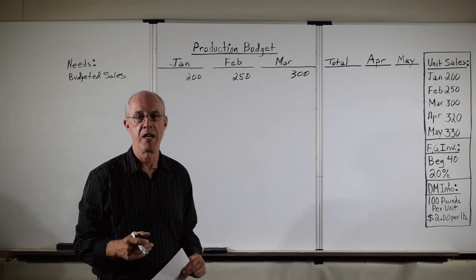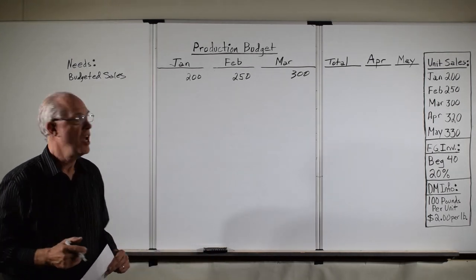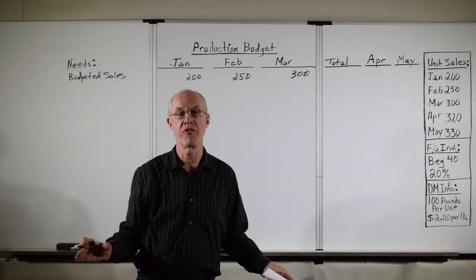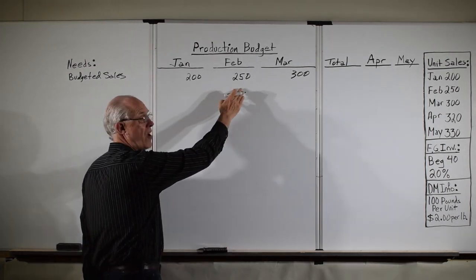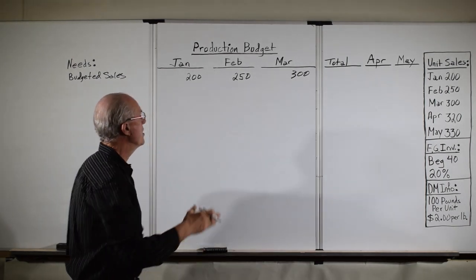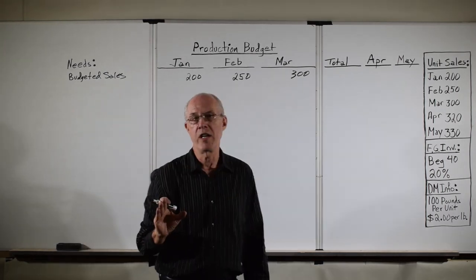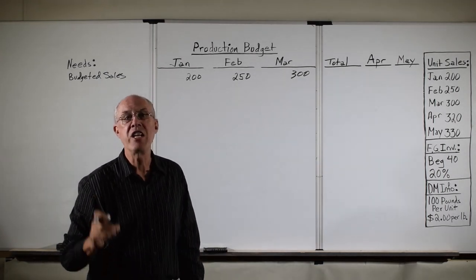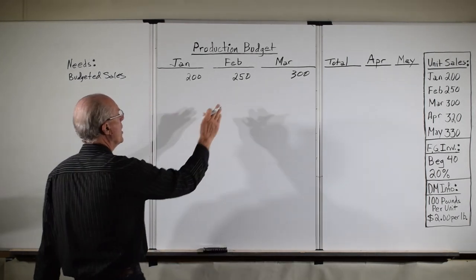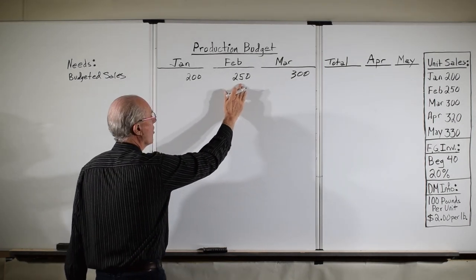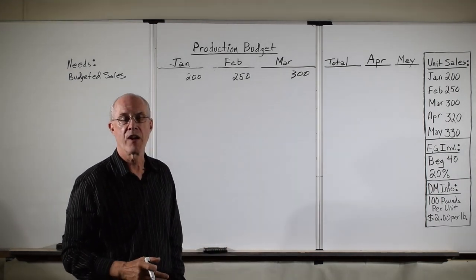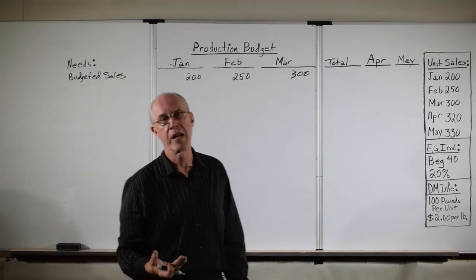Next, we're also going to need units for our ending inventory. We don't want to produce just enough units to sell in January, for example, and have none left over at the end of the month to get a good start on February sales. But instead, we need an adequate ending inventory in January to get a good start on February. We can select just about any number. We could say we want 50 units as an ending inventory each and every month. But what some companies will do is look at the next period's sales and scale their ending inventory based on those sales. So if they're going to sell more units next month, they'll want a bigger ending inventory.